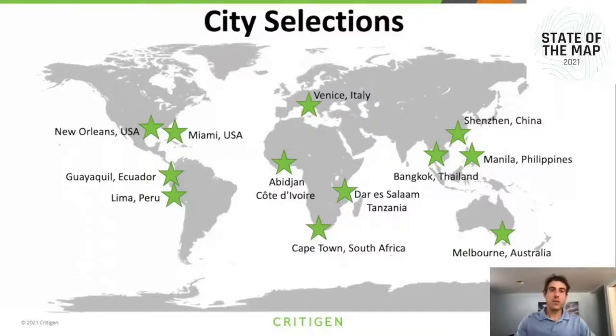Just south of that is Lima, Peru. It's the capital and largest city in Peru, home to 10 million people. It sits within a desert zone overlooking the Pacific Ocean. As one of the largest cities of the Americas, Lima is at risk to major natural disasters such as earthquakes, volcanoes, tsunamis, and climate-related events. In Europe, we chose Venice, Italy.